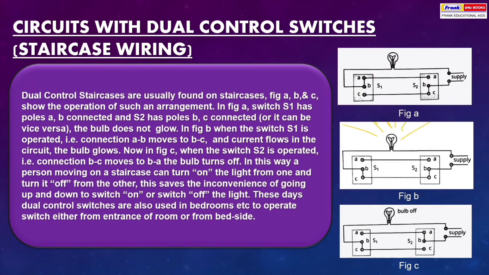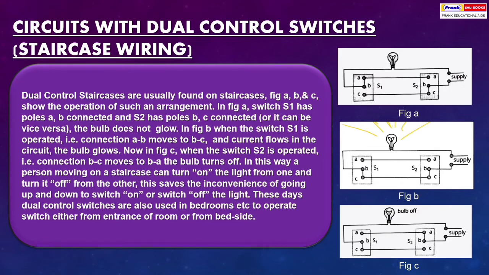Figures A, B and C show the operation of such an arrangement. In figure A, switch S1 has poles A, B connected and S2 has poles B, C connected. The bulb does not glow. In figure B, when the switch S1 is operated, that is connection AB moves to BC, the current flows in the circuit. The bulb glows.